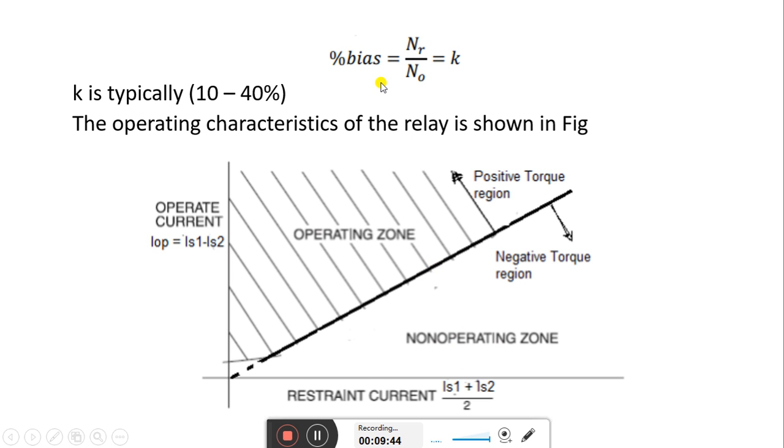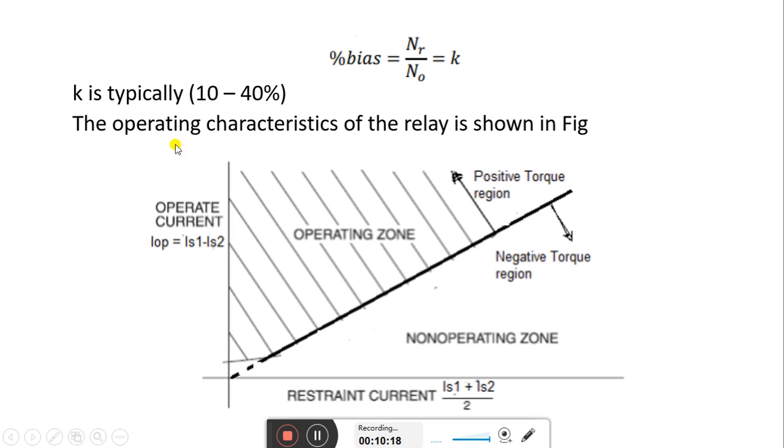That percentage bias is defined as NR by N0. NR is the number of turns in the restraining coil and N0 is the number of turns in the operating coil. Let us say we define this ratio by K, that is, the fixed percentage bias, a constant quantity. Normally this K is defined or fixed between 10 to 40%. This value is kept between 10 to 40%.